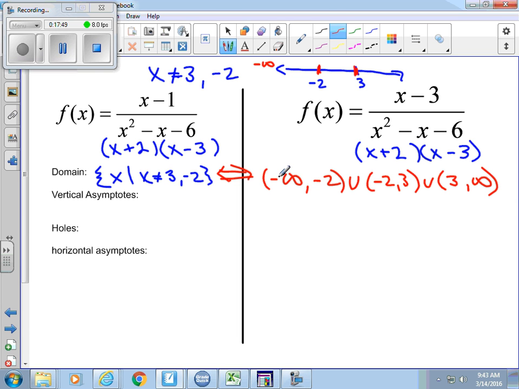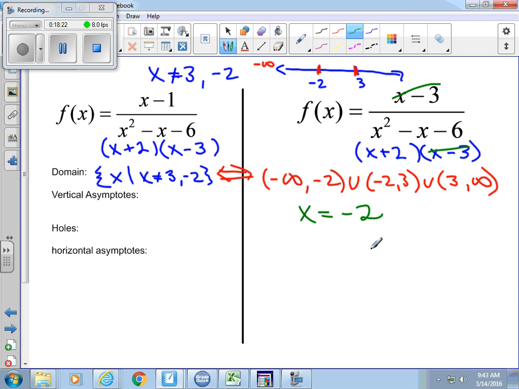Okay, vertical asymptotes. We find those when the denominator is 0. However, we have to watch for something. We have to watch and see if anything on the top cancels with anything on the bottom. Do you see this x minus 3 on top and bottom on this function? On this function, the 3 is not a vertical asymptote because it cancels, it makes a hole. So the vertical asymptote on this one is only x equals -2.